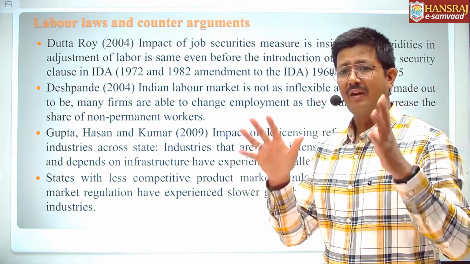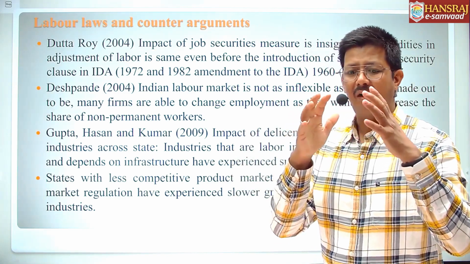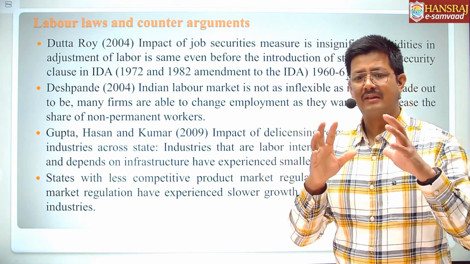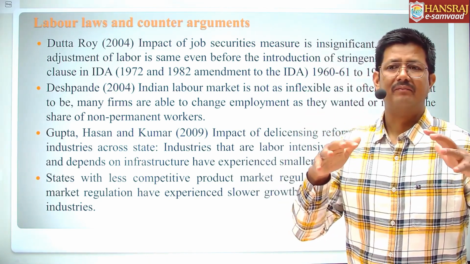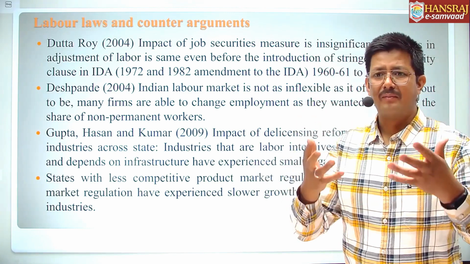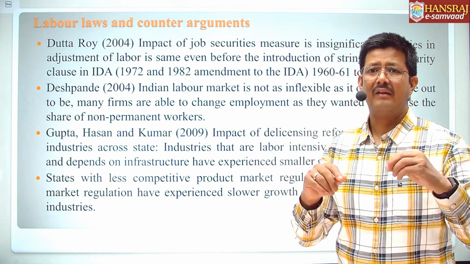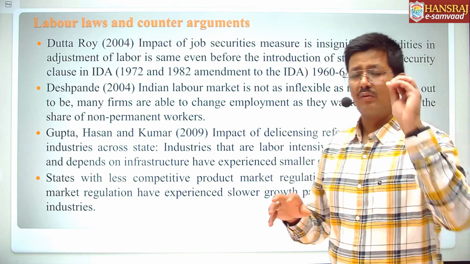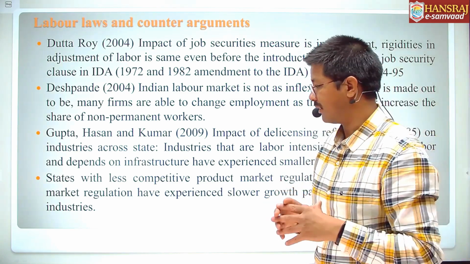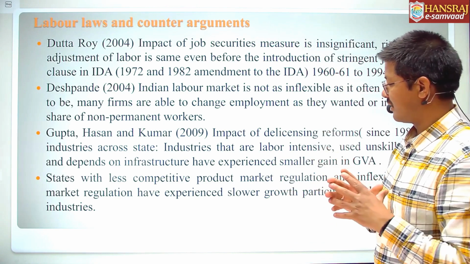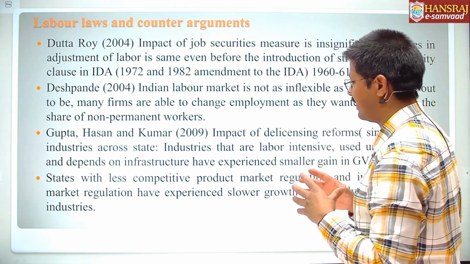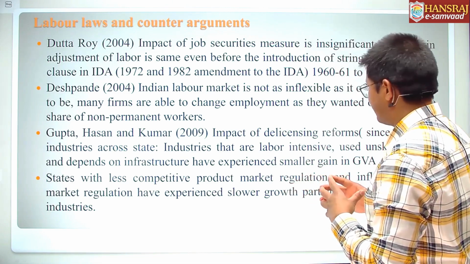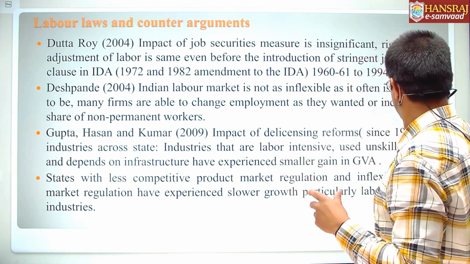It is inflexible in the book but not in practice. The small scale industries are facing problems because of infrastructure problems like power and others, rather than tininess being the reason behind the slow growth of the manufacturing sector. States with less competitive product market regulation and inflexible labor market regulation have experienced slower growth, particularly in labor-intensive industries.